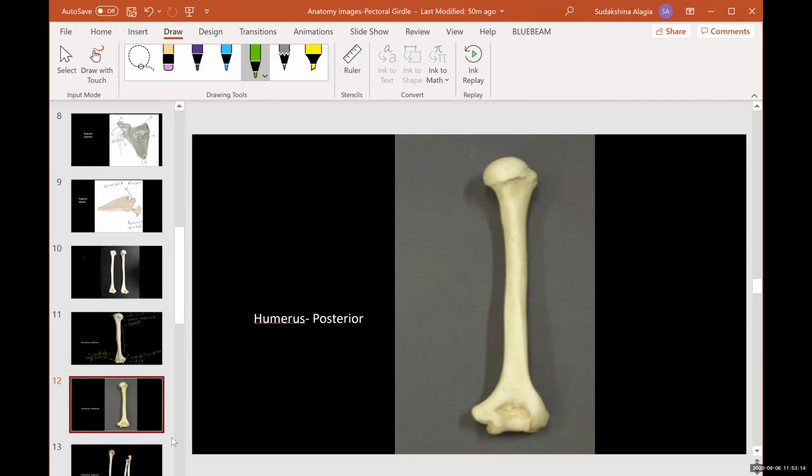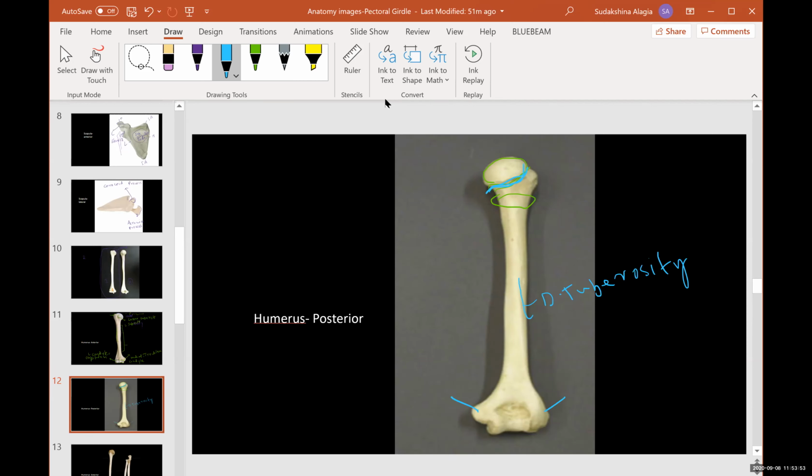Let's look at the posterior aspect of the humerus. We can see the head, of course. On the posterior aspect, we can see the surgical neck, the anatomical neck, etc. You can see the back of the greater tubercle. You can still see the deltoid tuberosity. Can we see the epicondyles? Of course.